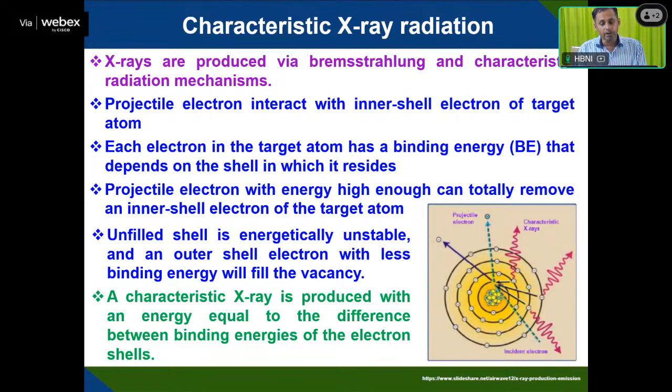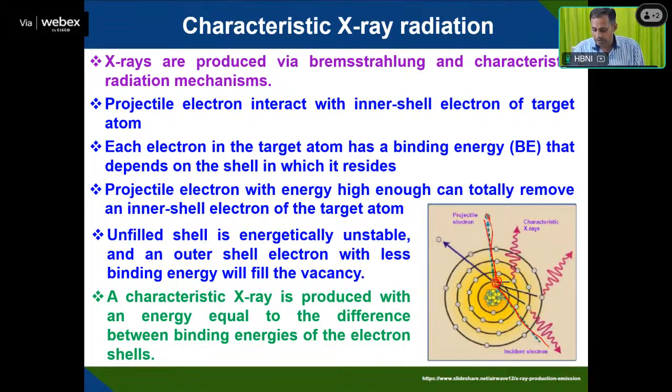One is background radiation, called Bremsstrahlung, and the other is the characteristic radiation mechanism, which is K alpha, K beta, or L alpha, L beta, those types of characteristic radiation. The projectile electron interacts with the inner shell electron of the target atom. Here you can see the incident projectile electron interacting with the material, and because of that one electron comes out, like a photoelectron.